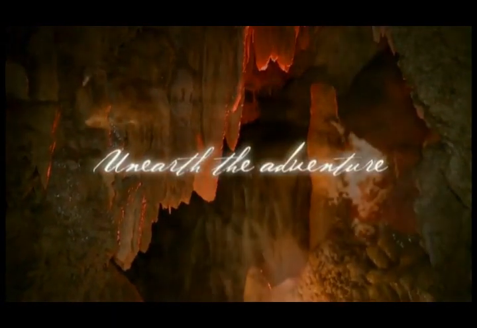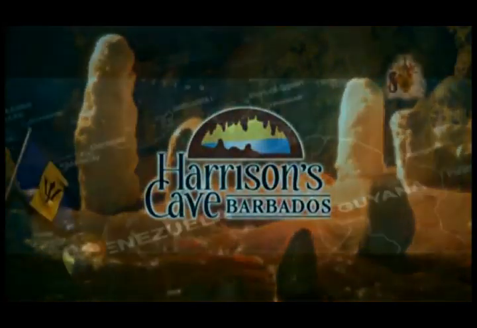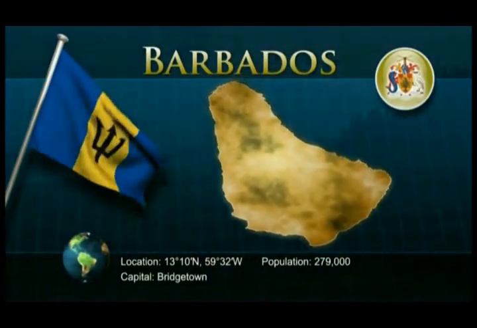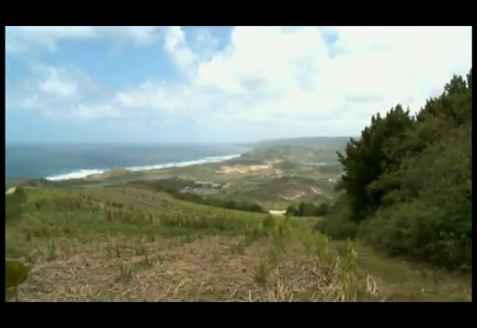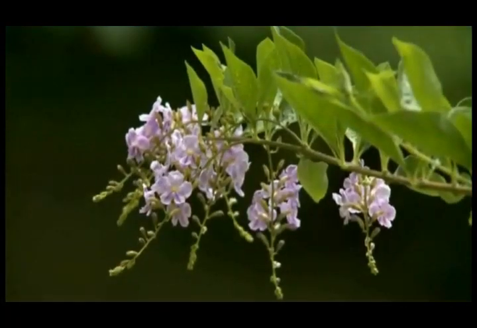Unearth the adventure at Harrison's Cave, Barbados. Located 100 miles to the east of the Caribbean island chain, Barbados is distinguished by a unique coral limestone base. This creates the benefit of clear, potable water, white sandy beaches, and soil of excellent agricultural properties.